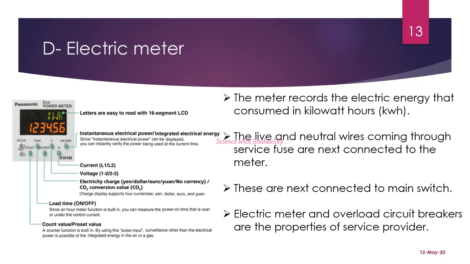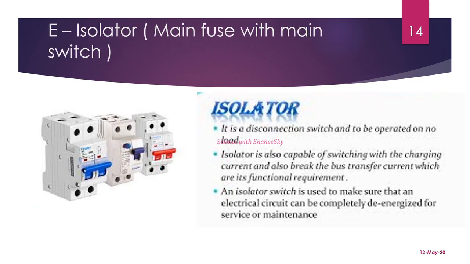And the next device we are connecting in the household electric circuit is the isolator. The isolator is a disconnection switch and is to be operated on no load. The isolator is also capable of switching with the charging current and also breaking the bus transfer current, which are its functional requirements. So the isolator normally does the breaking function when overloaded current passes through it, to maintain the service.